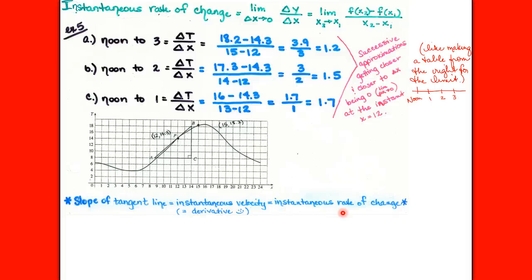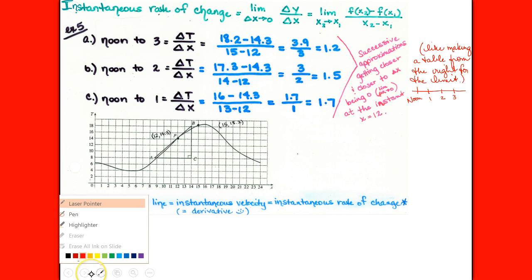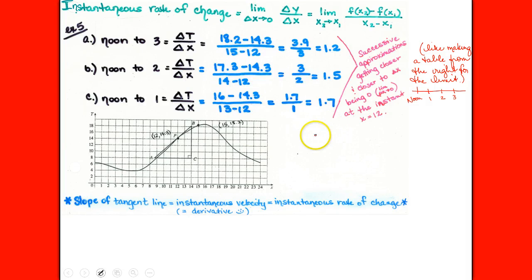So A says, find the average rate of change of the temperatures with respect to the time from noon to 3 p.m., noon to 2 p.m., and noon to 1 p.m. Okay. So if you look at that table, let's start with noon to 3 p.m. If you look at the ordered pair at noon, which was 12, the temperature was 14.3. And at 3 p.m., which is 15, the temperature is 18.2.